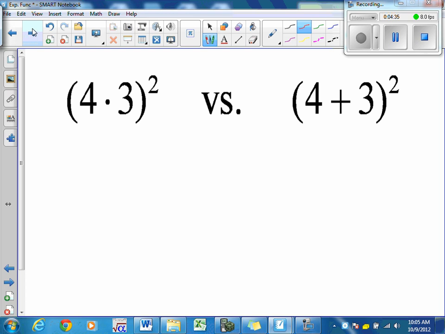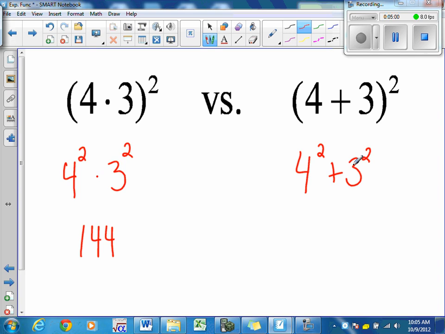We skipped those. We also talked about the difference between this: if you have a multiplication, I can take 4 squared times 3 squared, and I can get the same answer, in this case 144. However, if I have 4 plus 3, I cannot say 4 squared plus 3 squared. 16 plus 9 is not the same as 7 squared. I can't do that.